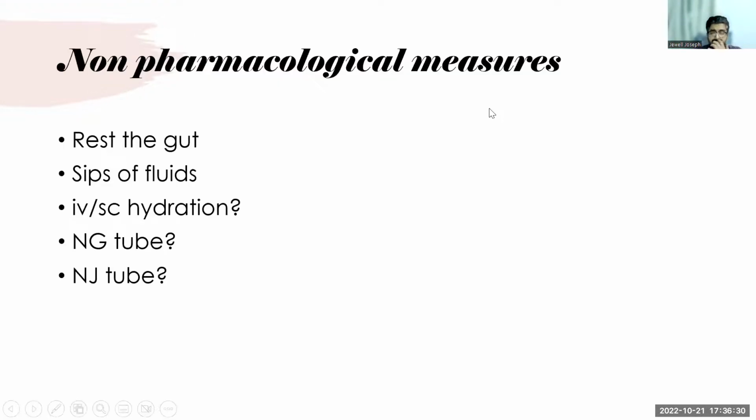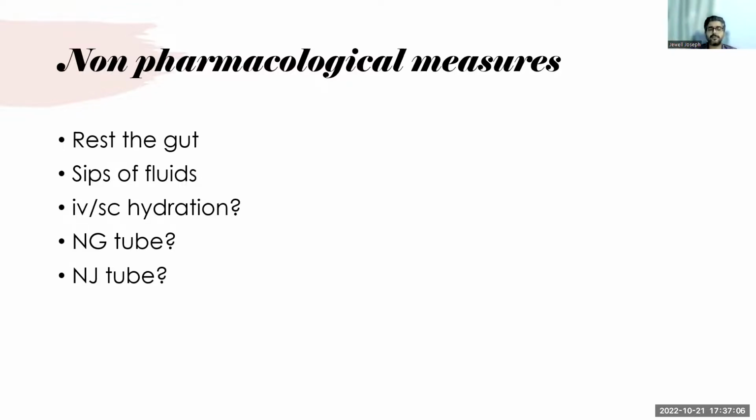So again, we manage bowel obstruction by non-pharmacological measures and surgery, pharmacological measures, etc. Non-pharmacological measures is rest the gut. The interesting thing is most of these cases that present as bowel obstruction are not complete obstructions. Actually, they are partial obstruction. So if we rest the gut, it is said that 1/3 of the patients with bowel obstruction will spontaneously get better. So that is the first thing to do.